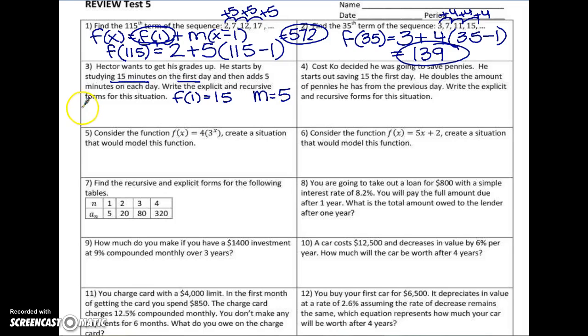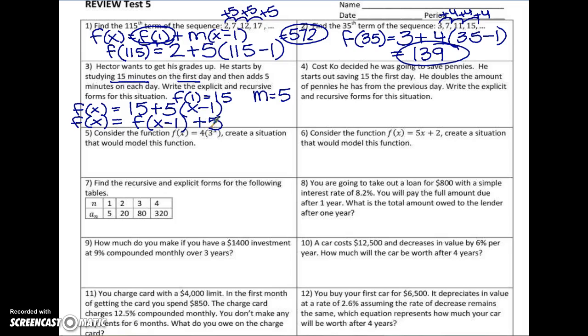We can write this in more than one way, but I'm going to start with explicit. So the output of the first term, we got 15. It's repeatedly adding 5 every day, and I just put x minus 1. If I want the recursive, I have the previous term, and we're adding 5 to the previous term.